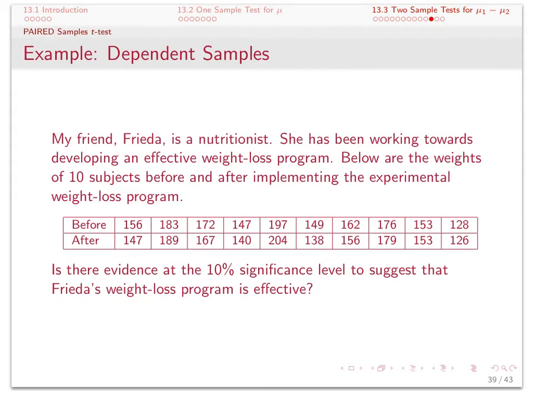Now let's look at an example for dependent samples. Well, suppose that my friend Frida is a nutritionist and that she's been working towards developing an effective weight loss program. And below we've got the weights of 10 subjects before and after implementing her experimental weight loss program.